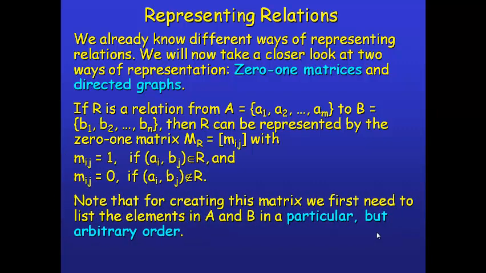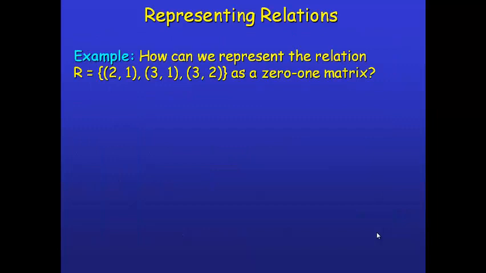So what is the definition? If R is a relation from A equal to {a1, a2, etc., am} and B equal to the set {b1, b2, etc., bn}, then R can be represented by the 0-1 matrix M_R equal to the matrix [m_ij], with m_ij equal to 1 if the ordered pair (ai, bj) belongs to R, and m_ij equal to 0 if the ordered pair (ai, bj) does not belong to R. Note that for creating this matrix, we first need to list the elements in A and B in a particular but arbitrary order.